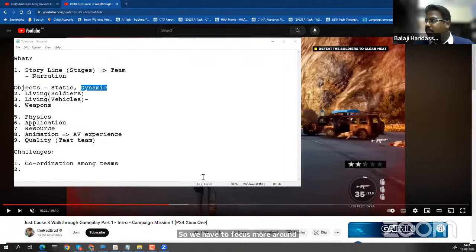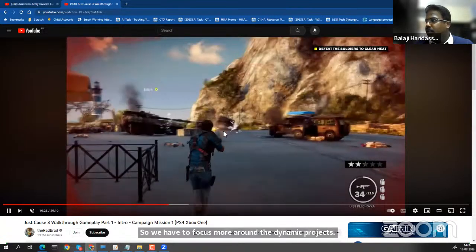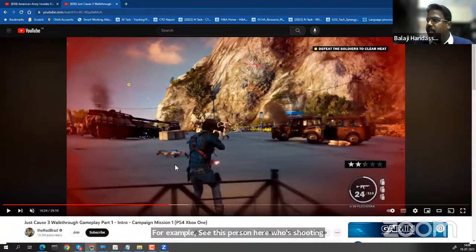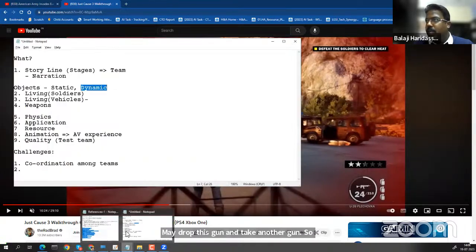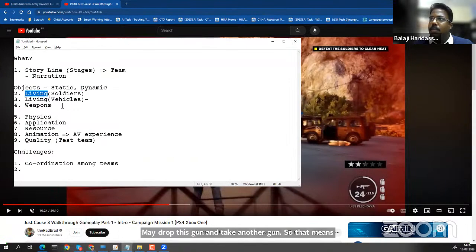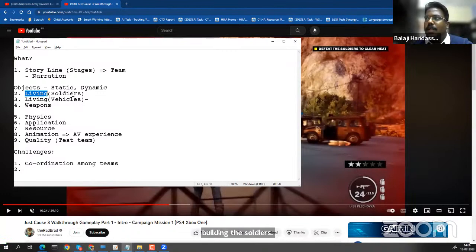For example, this person here who is shooting may drop this gun and take another gun. That means the team that is building the gun and the team that is building the soldiers need to have a good understanding. So what type of understanding should they have?